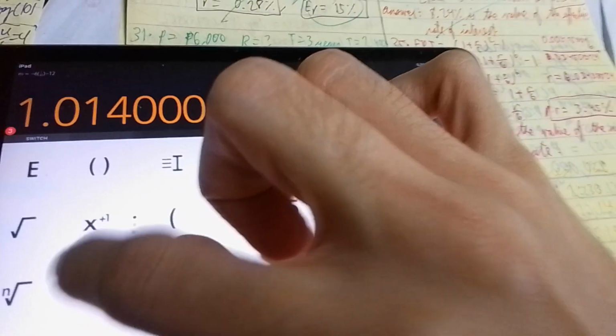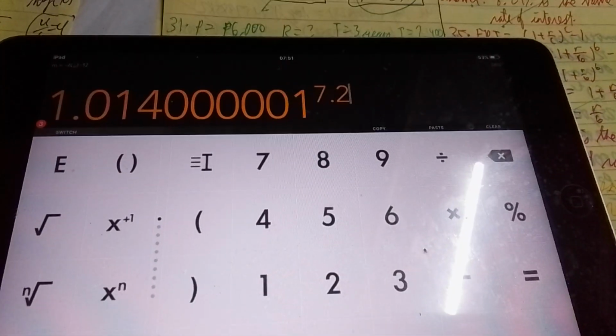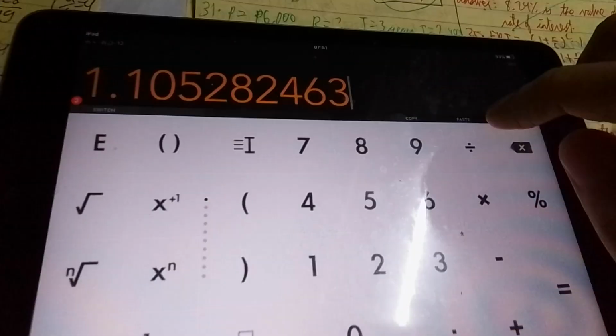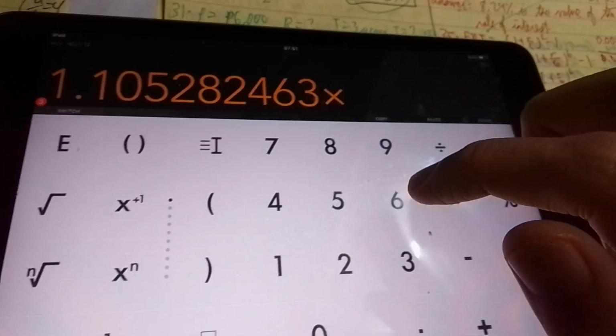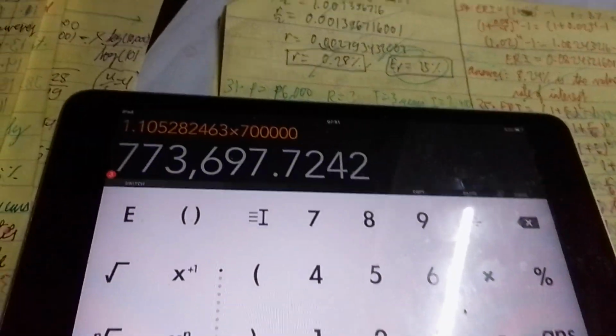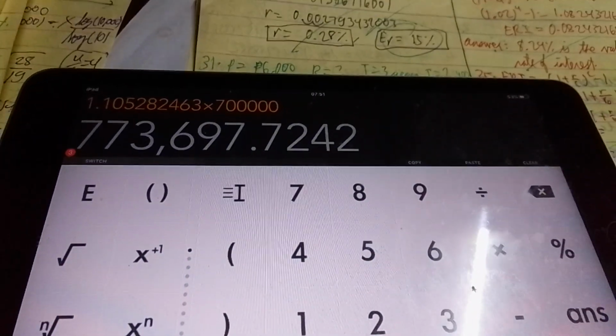Then, we raise that to the 7.2 power so that we can get this 1.110. Then, multiply that by our principal, which is 700,000 pesos. So, therefore, wow! It's 770,000 pesos as the final amount, which is so large. Ang laki naman yan.